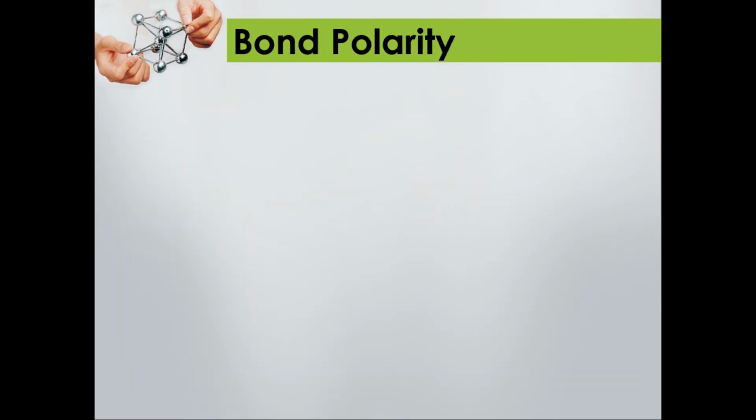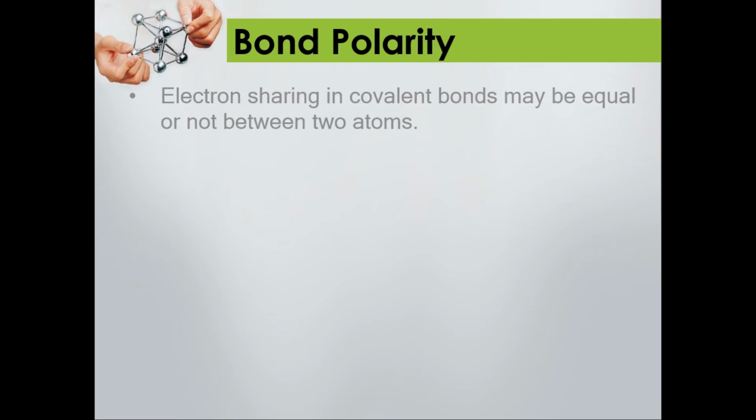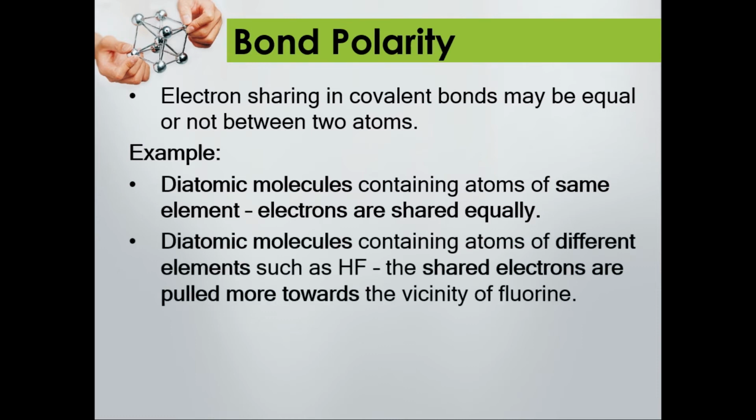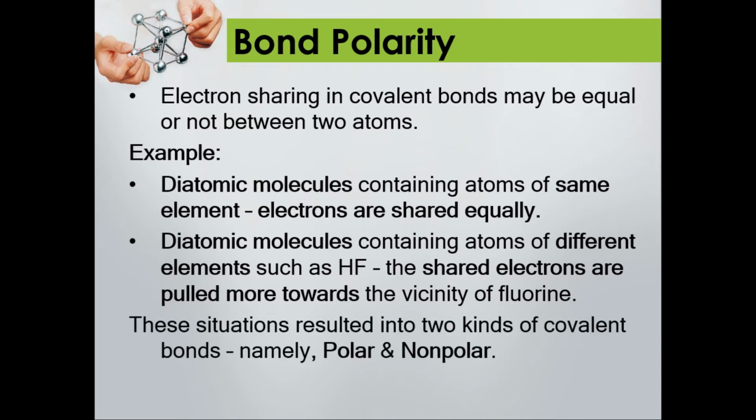Now let's move on to our main topic, which is the bond polarity. Electron sharing in covalent bonds may be equal or not between two atoms. For example, when a diatomic molecule contains atoms of the same element, electrons are shared equally. When a diatomic molecule contains atoms of different elements, such as HF, the shared electrons are pulled more towards the vicinity of fluorine. So these situations result in 2 kinds of covalent bonds.